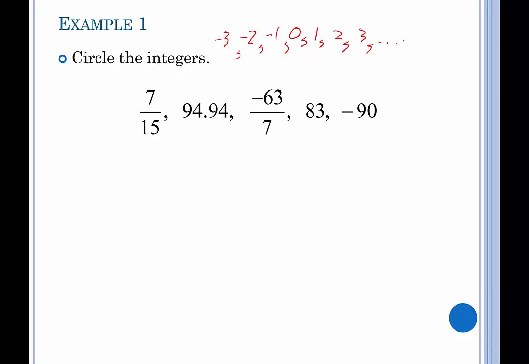But the one after that, the -63 over 7, we can simplify that. And we can say that 63 divided by 7, that's 9, so that is -9. -9 is an integer. And then the 83. 83, that's a counting number, that's an integer. And -90, that's an integer. So in this example, we do have 3 integers here because they're not fractions or decimals. Even the one that looks like a fraction can be simplified to being an integer.